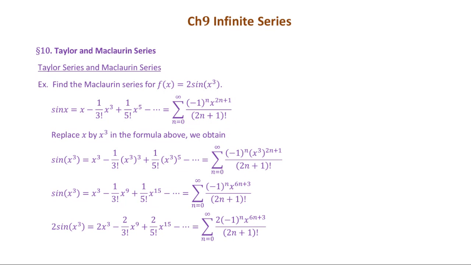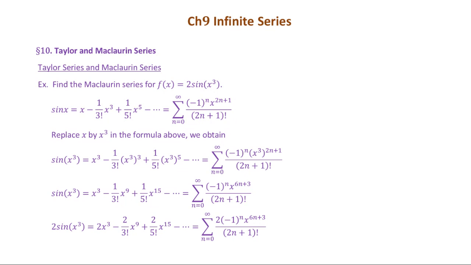So what you do is just replace x by x cubed in the Maclaurin series for sine x. Then you get sine x cubed equals x cubed minus 1 over 3 factorial x cubed to the cube plus 1 over 5 factorial x cubed to the fifth minus 1 over 7 factorial x cubed to the seventh and so on. So you can see you just plug in x cubed for x in the Maclaurin series formula for sine x. In the sigma notation, in the compact form, you just replace x by x cubed.